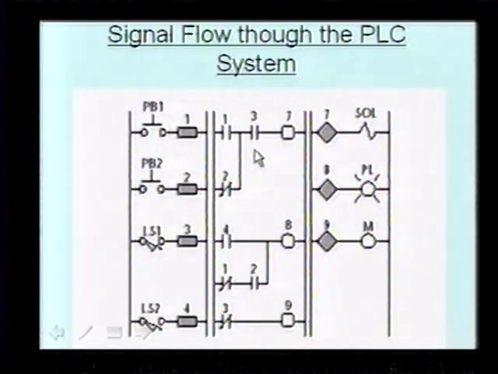In Boolean functions, you can represent this as 1 ORed with not 2, ANDed with 3, and the function would be 7. Here we have 4 ORed with not 1, ANDed with 2, and then these two are, so it would be 4 plus 1 not 2 equals 8. And then the last line of code would be not 3 equals 9.